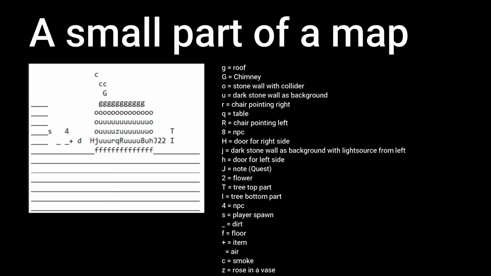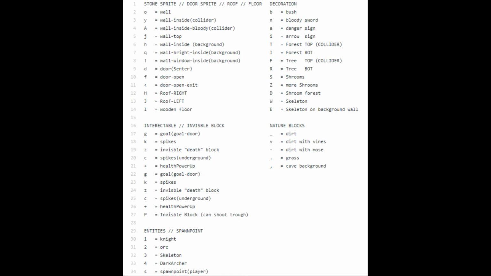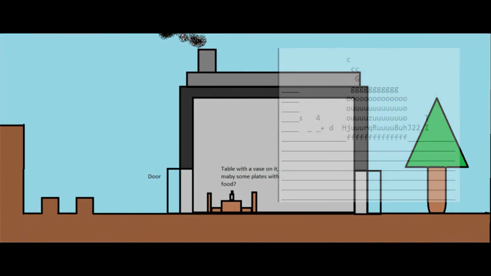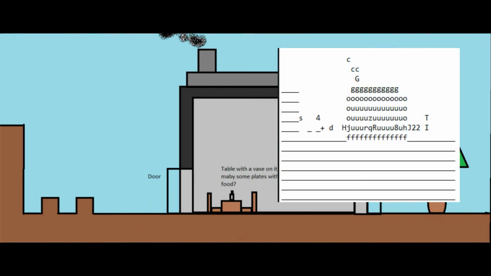Now, there are things you can do to make it easier for yourself. For example, you could write down what symbols correlate to which sprite, or you could draw the map on paper before you type it in the text file. But then again, it was a very simple way to make a map.